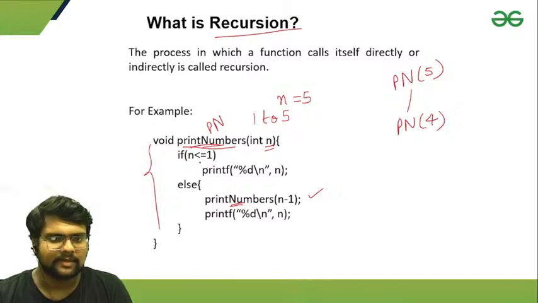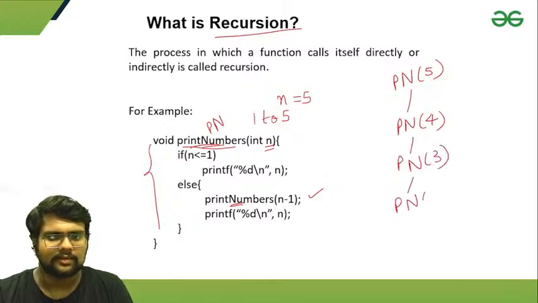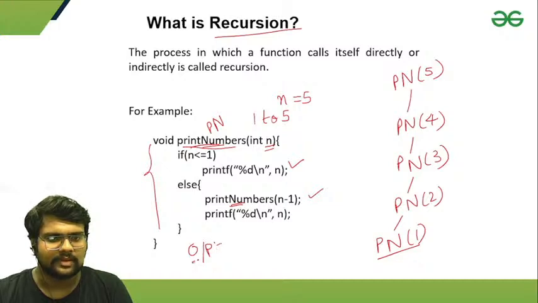Again, 4 is compared with this condition. 4 is not less than or equal to 1, so Pn of 3 will be called. Again, Pn of 2 will be called, and then Pn of 1 will be called. When Pn of 1 is called, it will just print. It will not call print numbers again. So it will just print the result. Let me write the output here. It will print 1.